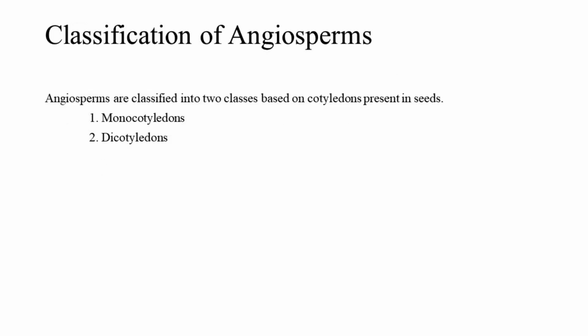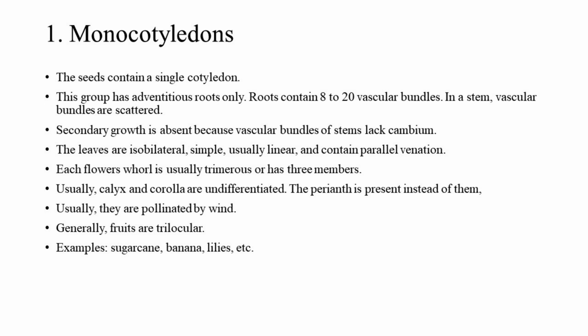Classification of angiosperms. Angiosperms are classified into 2 classes based on cotyledons present in seeds: 1. Monocotyledons. 2. Dicotyledons. 1. Monocotyledons. The seeds contain a single cotyledon. This group has adventitious roots only. Roots contain 8 to 20 vascular bundles. In a stem, vascular bundles are scattered. Secondary growth is absent because vascular bundles of stems lack cambium.